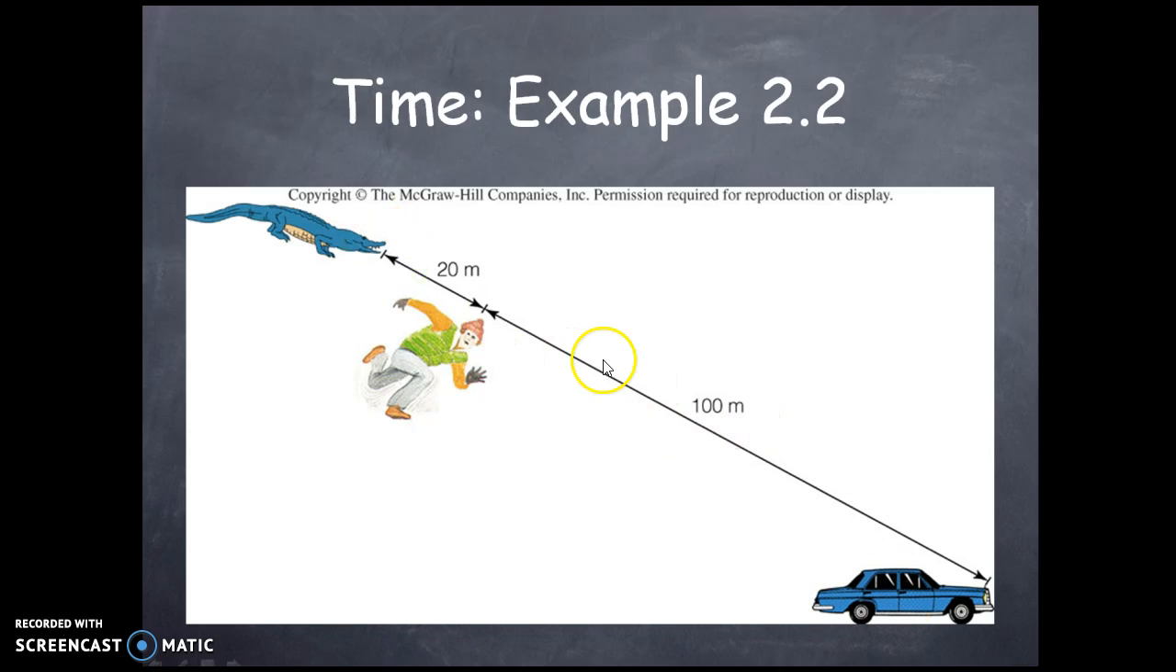How long does the alligator have to travel to get to the car? That's going to be 20 from here to here and 100 from here to here. So altogether 120 meters. And the alligator is going at a speed of 8 meters a second.